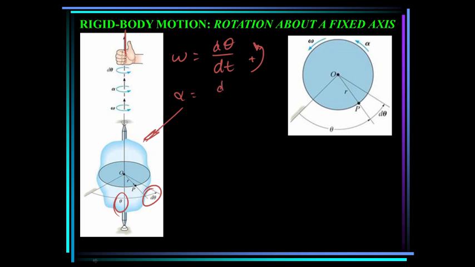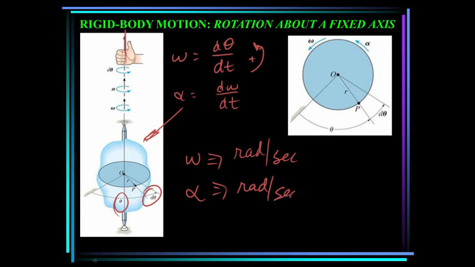So angular acceleration is a derivative of omega, angular velocity, with respect to time. Omega has units of radians per second. Alpha has units of radians per second squared. Now you can compare this to what we did earlier with velocity and acceleration. This is very similar. Instead of distance changing with time, we have an angle changing with time. We also measure alpha positive counterclockwise.